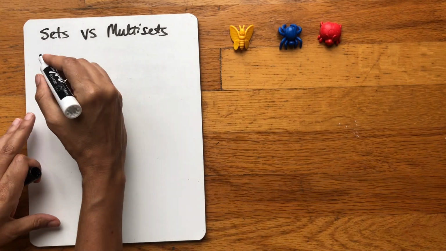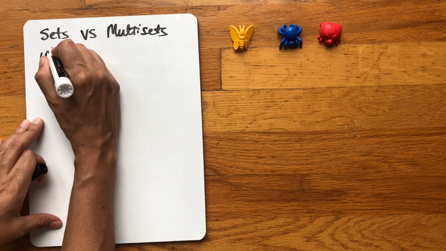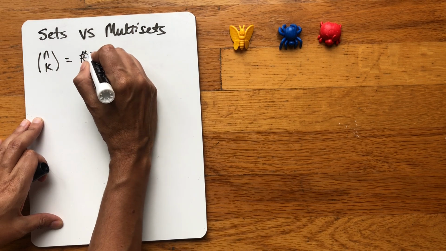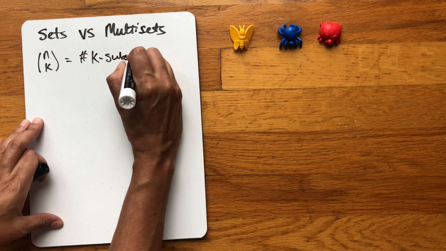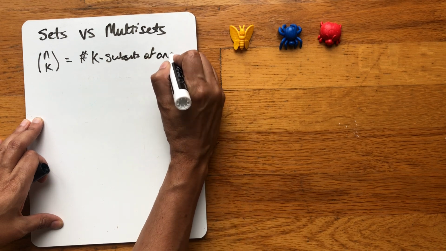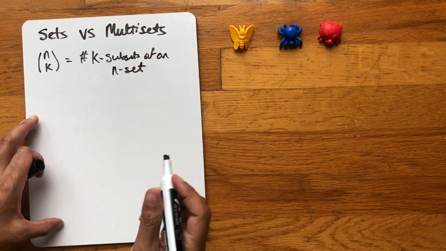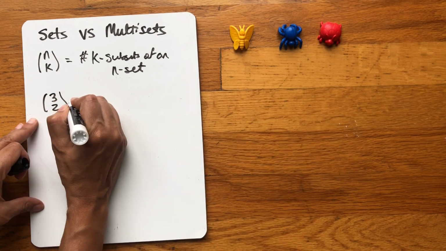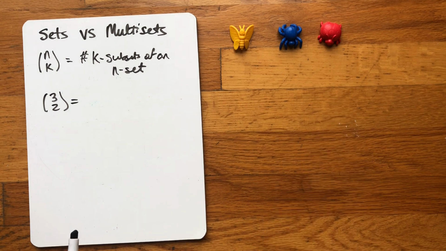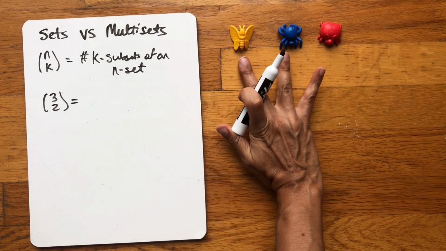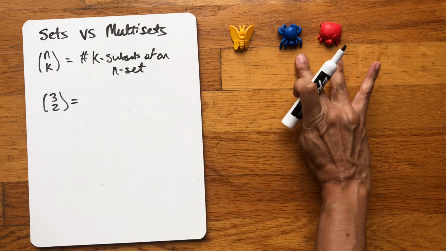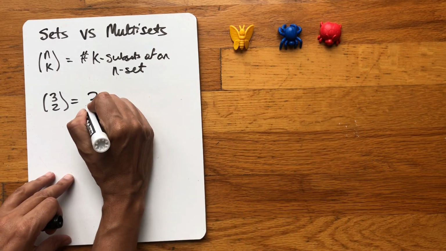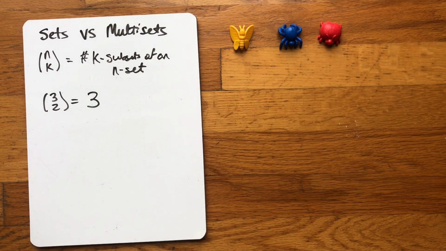Last time we talked about the binomial coefficients. These are n choose k, which is the number of k-subsets of an n-set. For example, here I have 3 different objects, so I could think about 3 choose 2, which is how many different ways can I choose 2 of the bugs? Well, I could choose these 2, or these 2, so there are 3 ways to do it. Now, we could think about these as k-combinations without repetition.